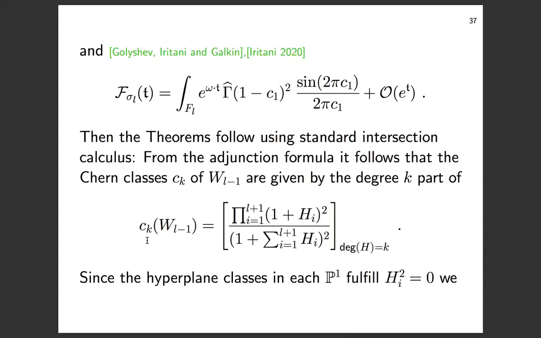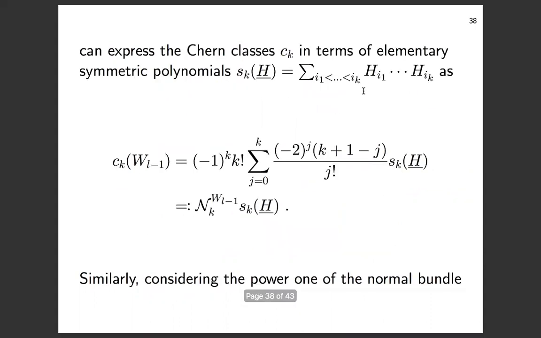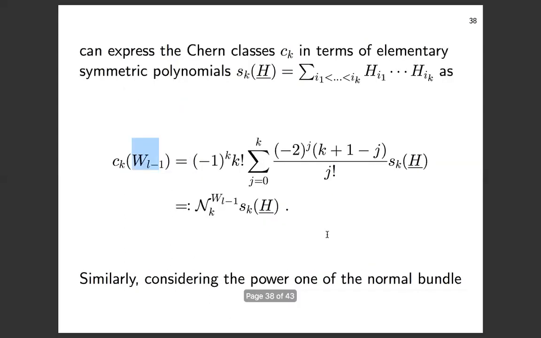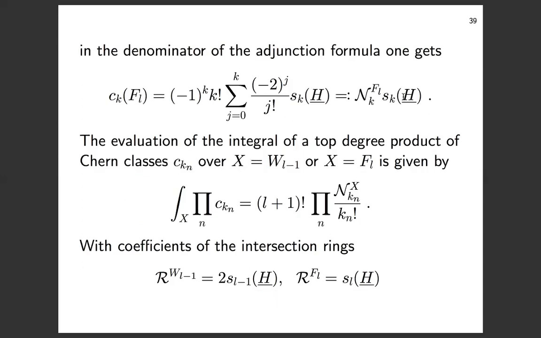But then you'll find, of course, many simplifications because the geometry is so simple. In particular, since these h are hyperplane classes in each P1, each h squared is zero, and that means that the Chern classes are actually symmetric powers in this h, so it's not a big deal. You can write down these Chern classes in terms of symmetric powers, and the only thing that happens is a prefactor that I have written there. That is the case for the Calabi-Yau, but you can do the same calculation for the Fano variety, just with a power one here, and then you find the same thing, only a different normalization factor in front of that.